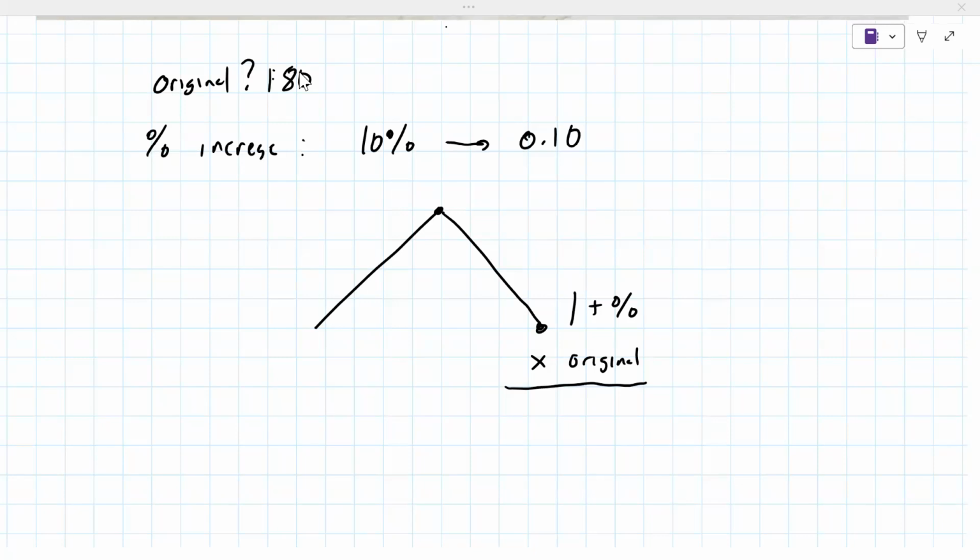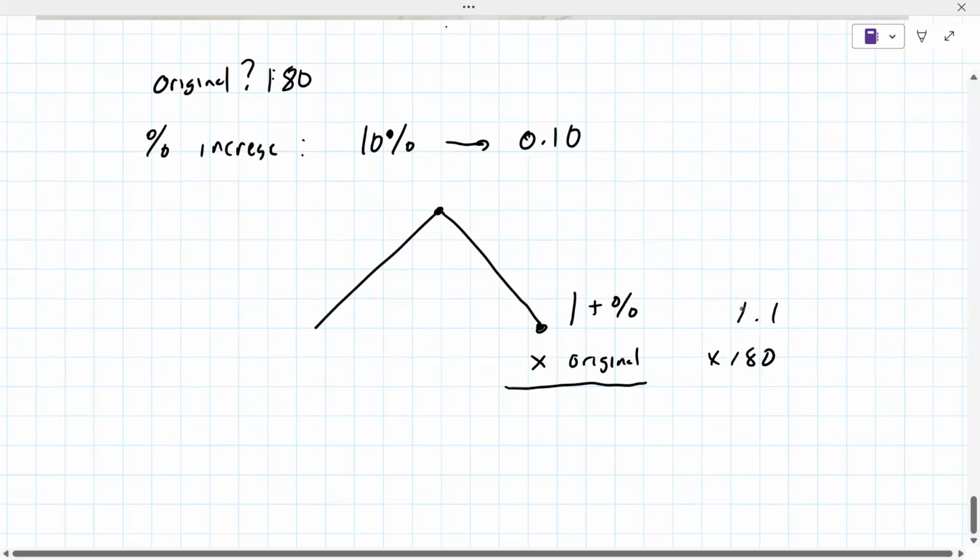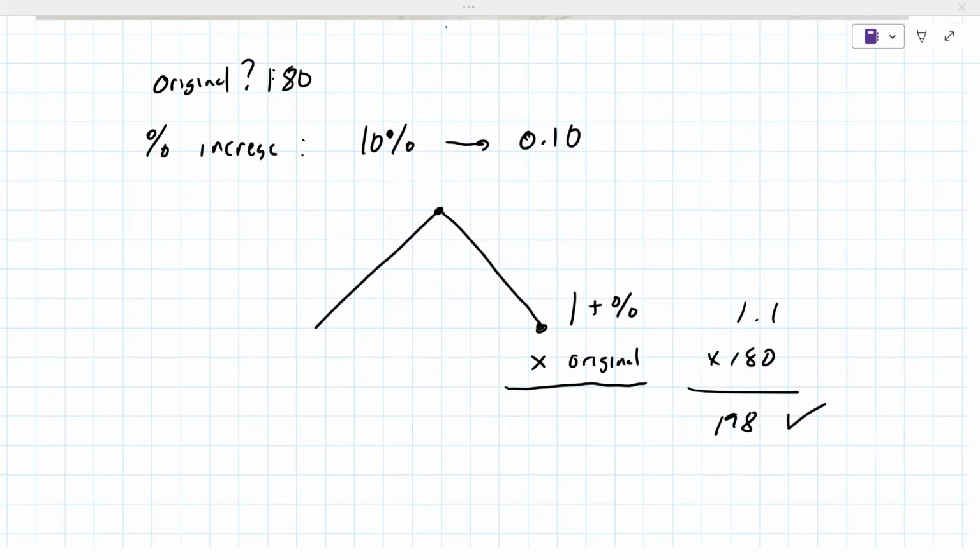Would it be 198? That is correct. 1.1 times 180 is 198. Very good. All right. We are all out of time for today. Great job.